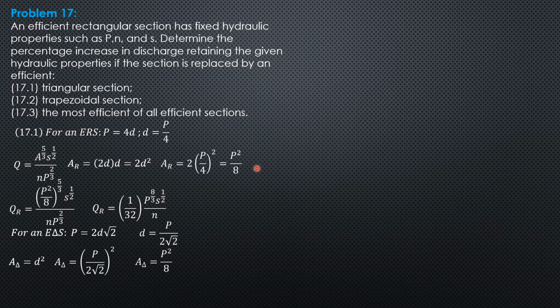So since the area of an efficient rectangular section is the same as that, therefore, we don't need to evaluate Q of efficient triangular section because it will be the same. So Q of triangular section will also be 1 over 32 perimeter to the 8/3, S to the 1/2 over N. Because percentage increase is 0% because they are equally efficient.